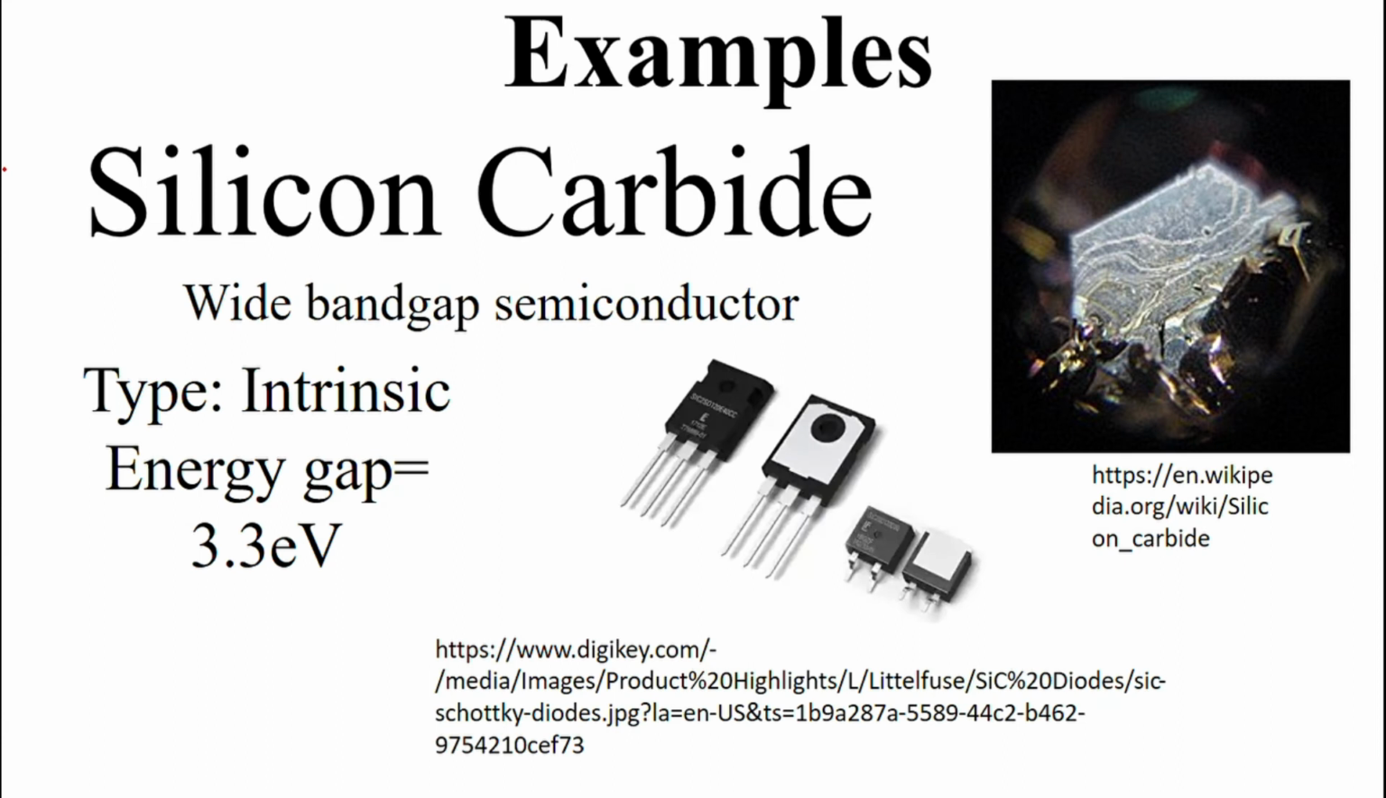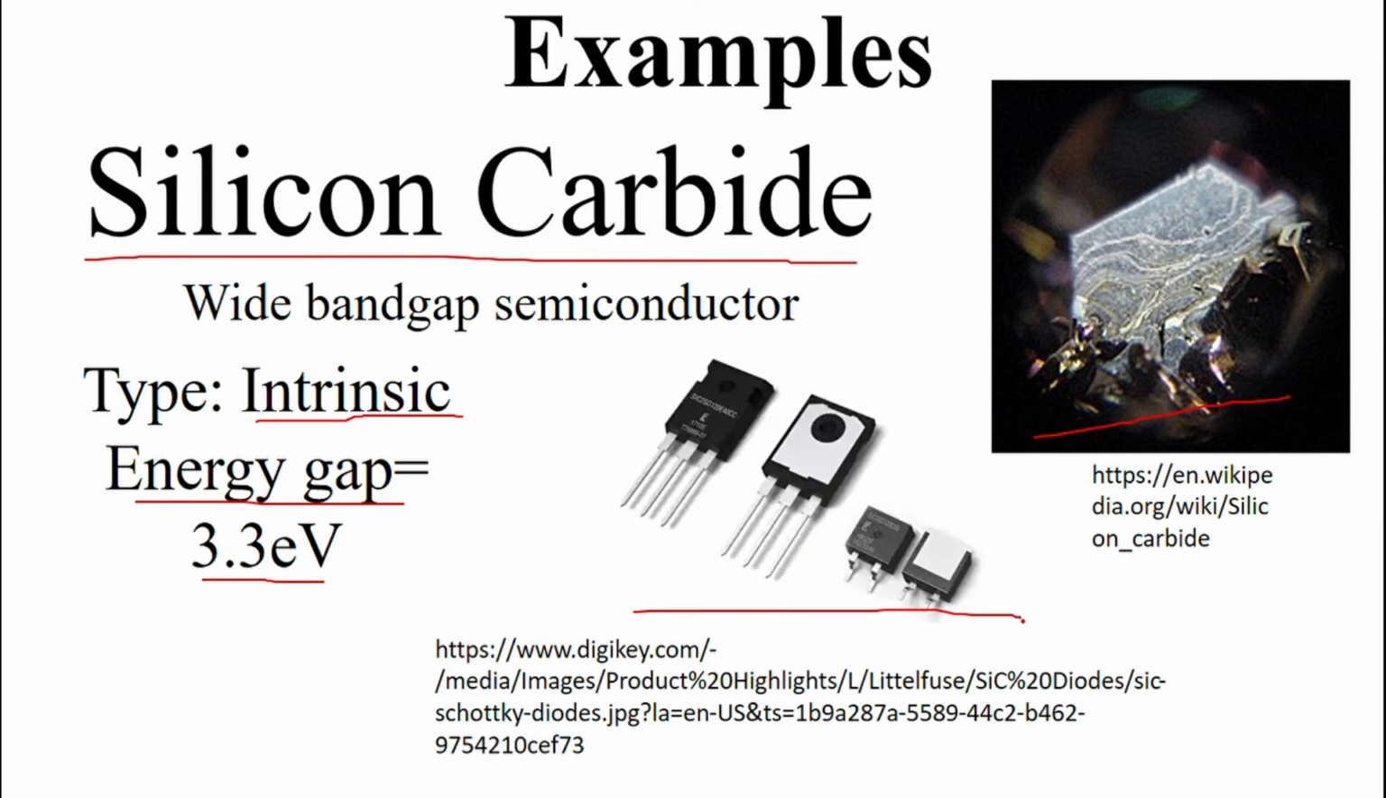We also have silicon carbide, and this is the wide bandgap semiconductor. This is intrinsic because it is composed of equally proportioned amounts of silicon and carbon, and it has an energy gap of 3.3 electron volts. We can actually use this in high temperature and high frequency operation. This is its raw form, and we can create transistors out of it.